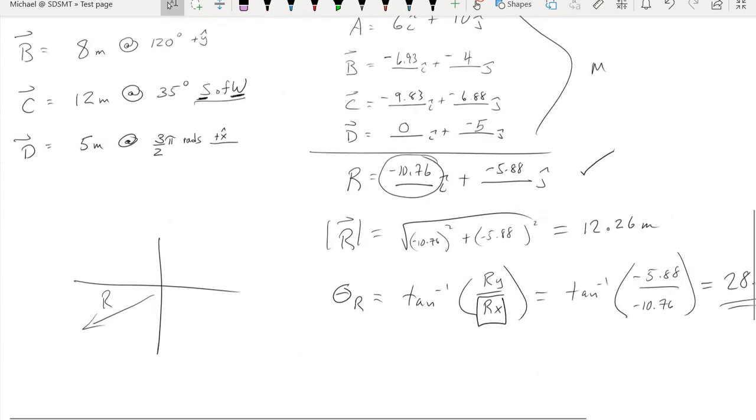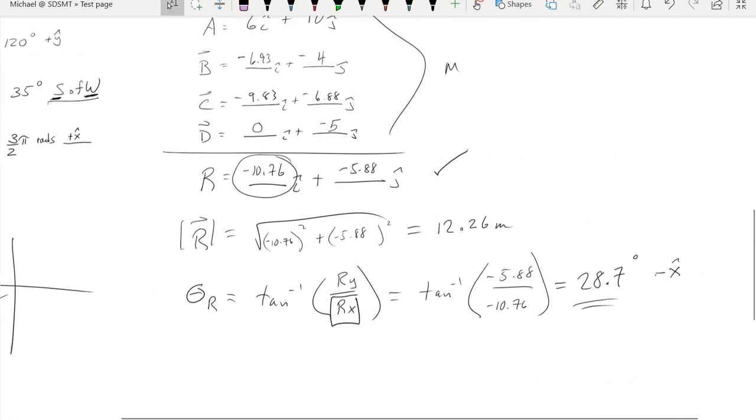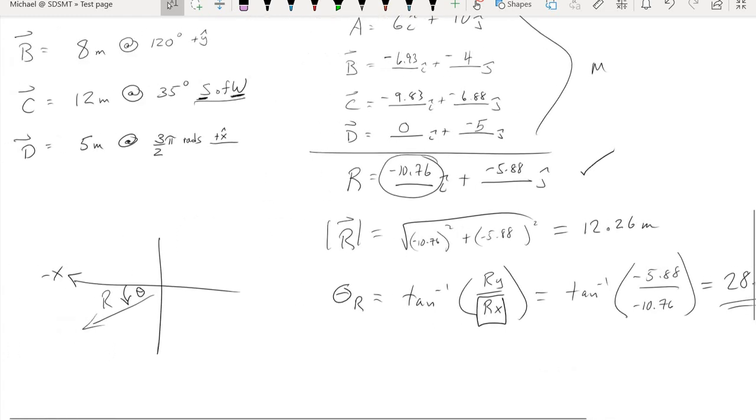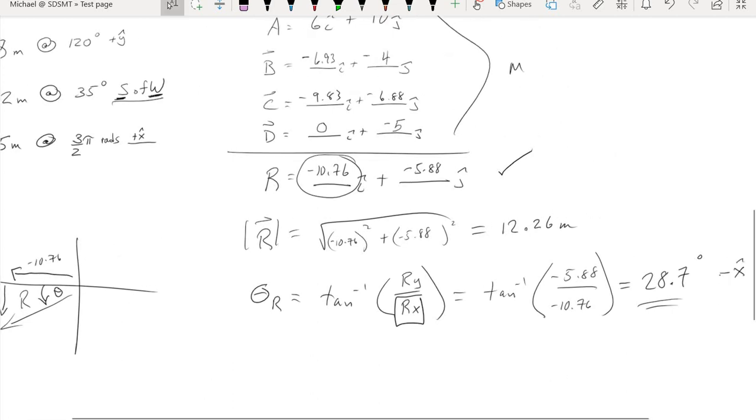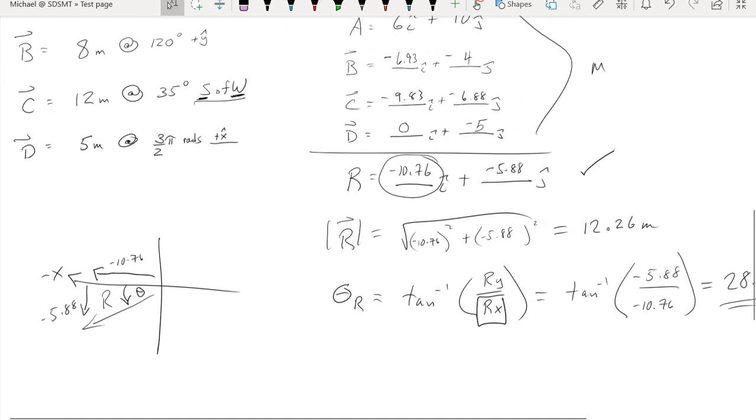Well, there's my resultant vector. There's the negative x-axis. Does that angle measure look like it might be 28.7 degrees? Especially if you don't do a freehand sketch here. If you actually come out the negative 10.76 and then drop down the negative 5.88. Does that angle look like it might be about 30 degrees? And even with my rough hand sketch, that looks pretty convincing.